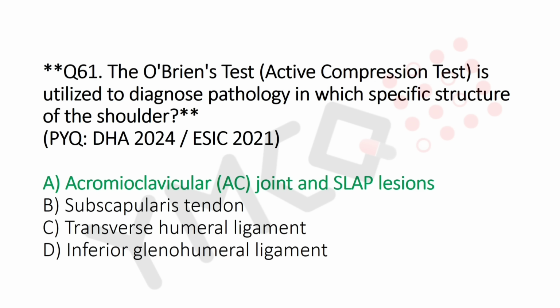This test checks two things. If the pain is deep inside the joint, it's a SLAP tear, that's the labrum. If the pain is on the top of the shoulder, it's an AC joint injury. Okay. Now let's move to question number 62.